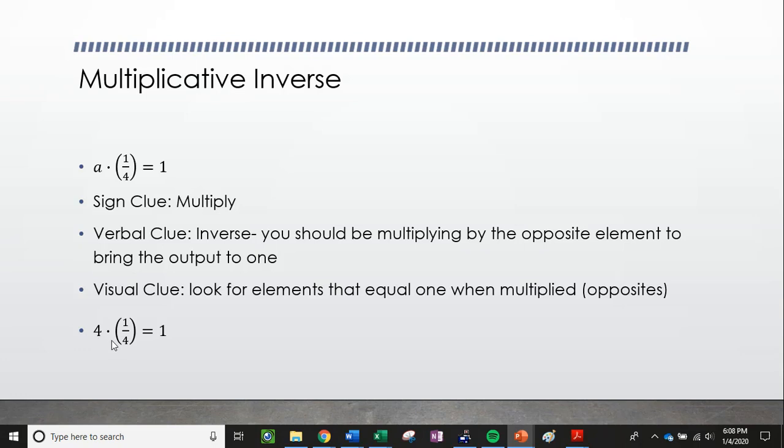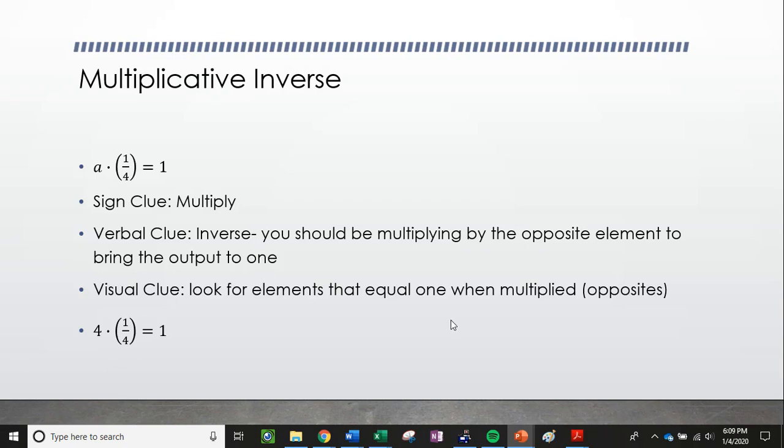4 times 1/4 equals 1. I want the answer here to be 1. Your visual clue is to look for elements that equal 1 when multiplied together. You want to be multiplying by the opposite element so that your identity becomes 1. So we know that a whole number like 4, if we're thinking about our invisible math, is really 4 over 1. Well, the opposite of that is 1 over 4. 4 times 1/4 equals 1.